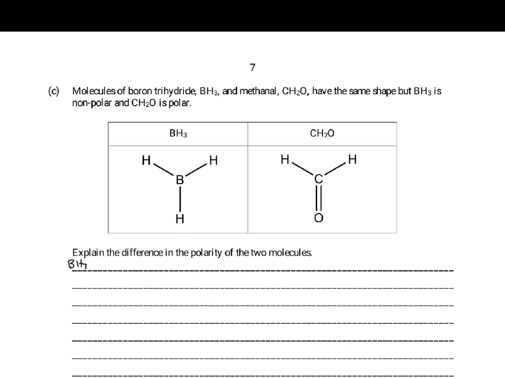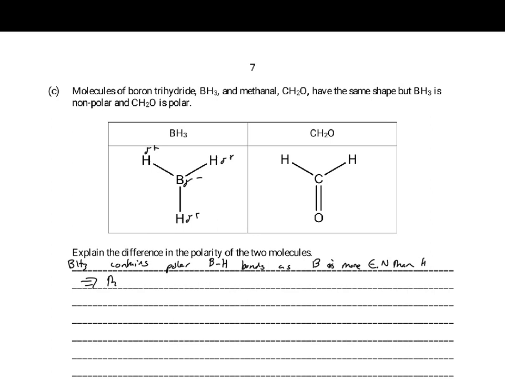So number 1, BH3 contains polar boron hydrogen bonds. And the reason why is boron is more electronegative than H. Okay, so that makes the boron slightly negative and the hydrogen's slightly positive.